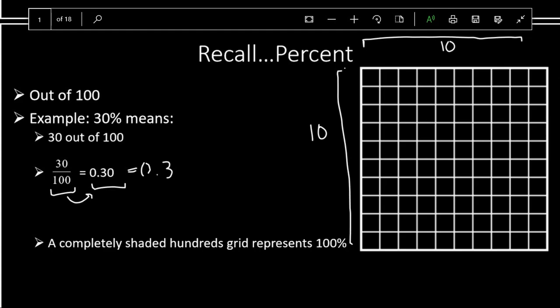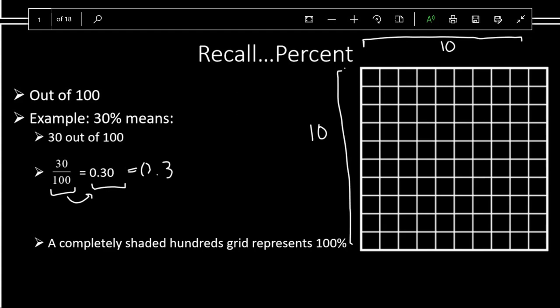So if we wanted to shade in 30% of our hundreds grid, we would be shading in 30 squares. There's lots of different ways to do it. Typically, you're going to start either at the bottom of your big block of squares or at the top. You're typically going to move left to right. You could maybe also do right to left. It doesn't really matter. But the main point is that you're starting in one of the corners. You're not going to start right in the middle. That just wouldn't really make sense.